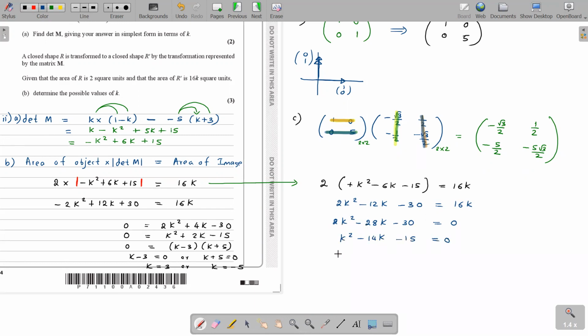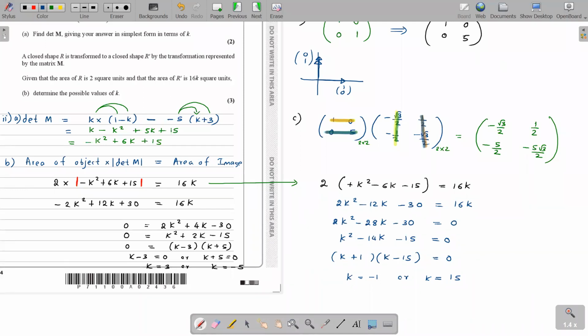Can you all factorize this? What do I get for the two factors? k plus 1 and k minus 15. So I end up getting here k equals minus 1 or k equals 15. Are you okay with it? We are not done yet.